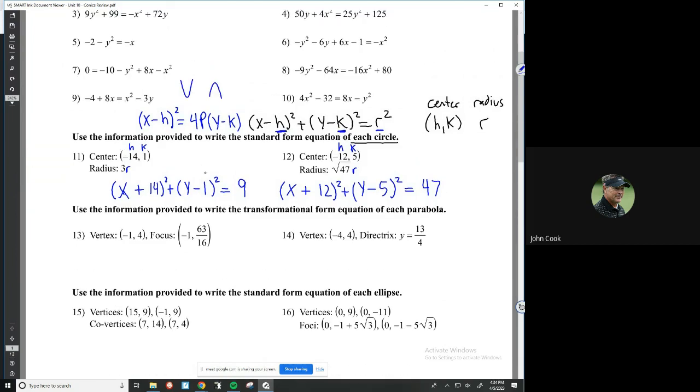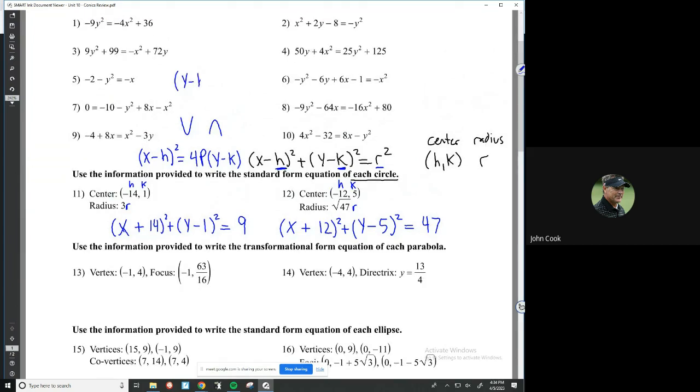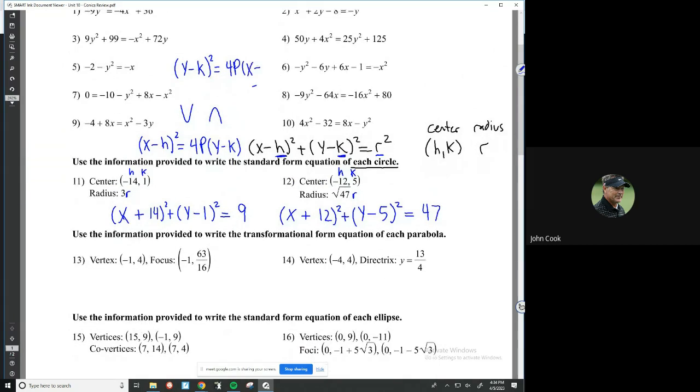And then the other formula looks like this: (y minus k) squared is equal to 4p times (x minus h). Sorry, my screen keeps moving. And that's all from memory. That's the one that has a parabola going to the left or the right. I'm going to use my phone real quick to make sure I got those formulas right.